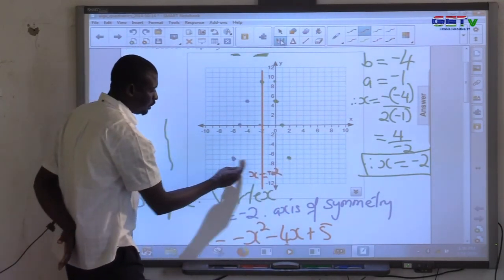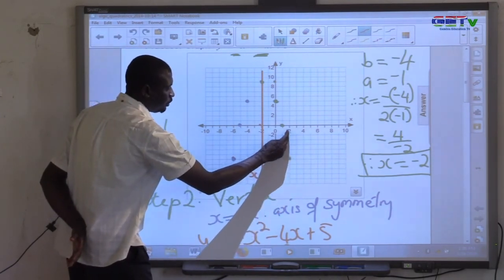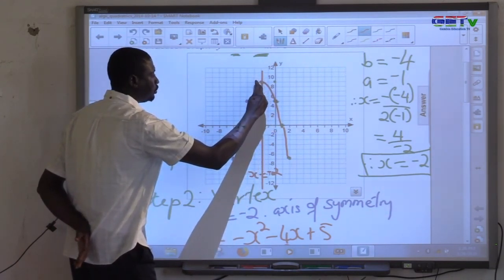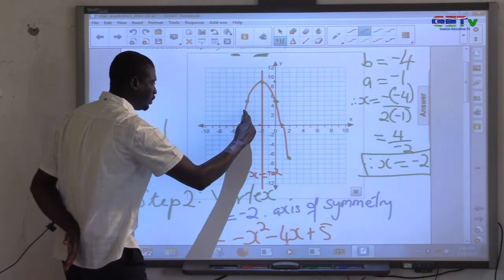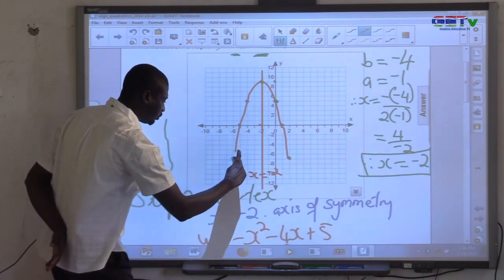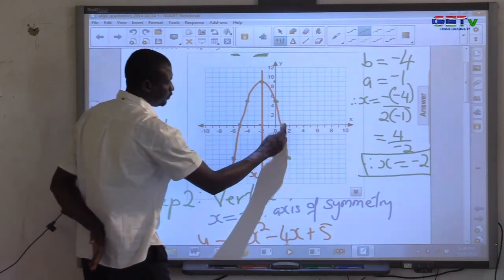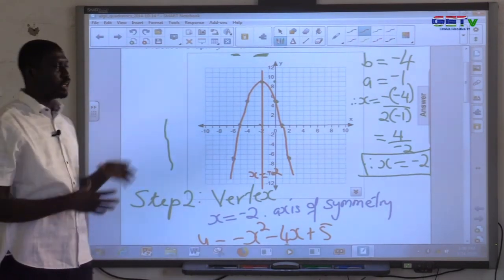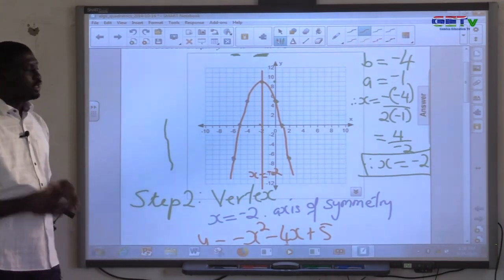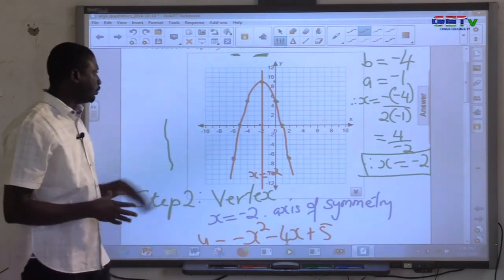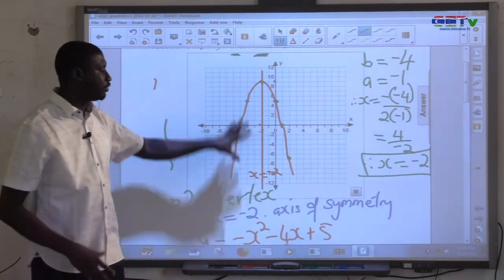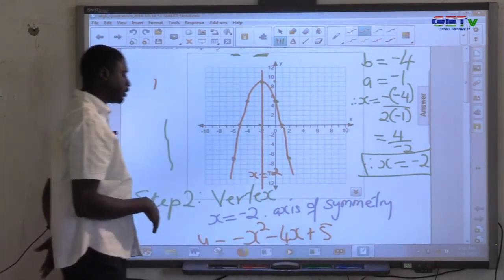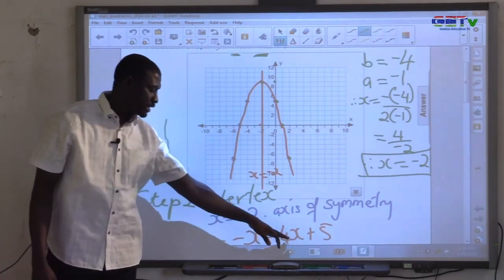So I'll start from here and then move up all the way to the vertex, then down. Make sure you touch all the points with a smooth curve, like that. It's not perfect, but on your graph sheet, it should be better than this. So this is the parabolic curve that we have drawn from the quadratic function that is given. This will be the graph of the function y is equal to -x squared minus 4x plus 5.